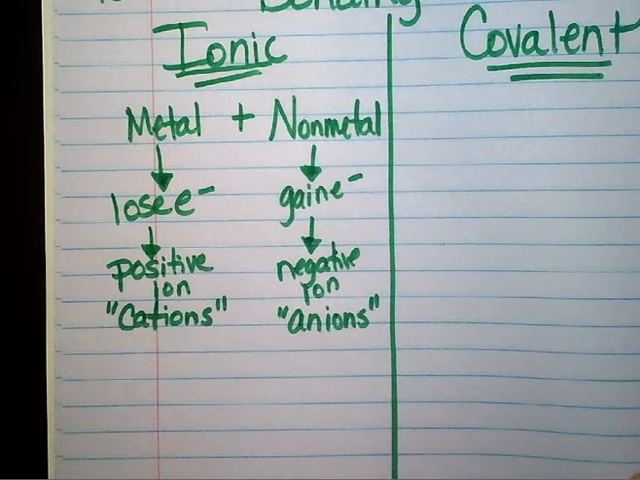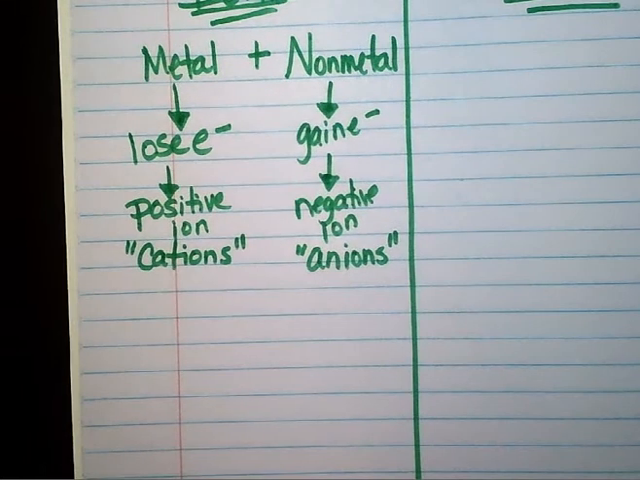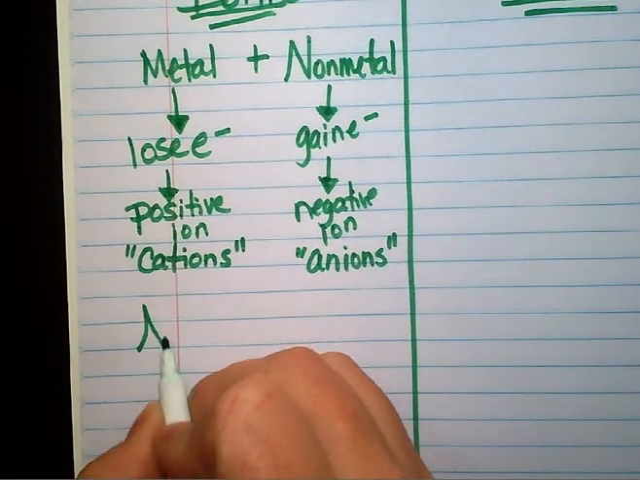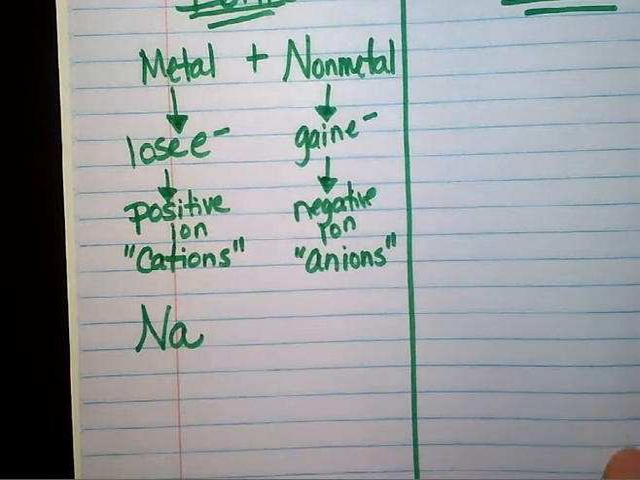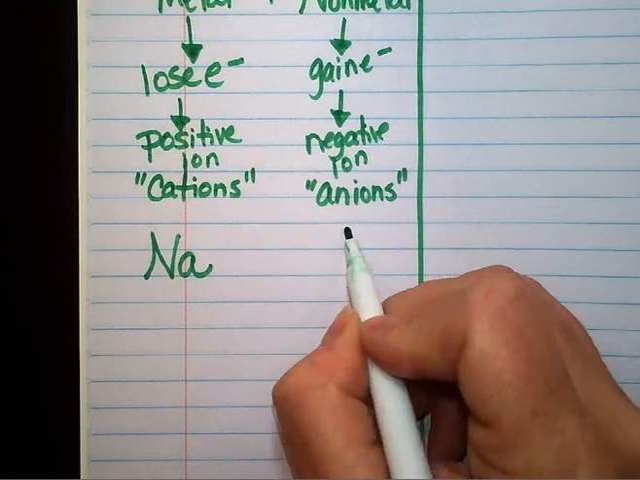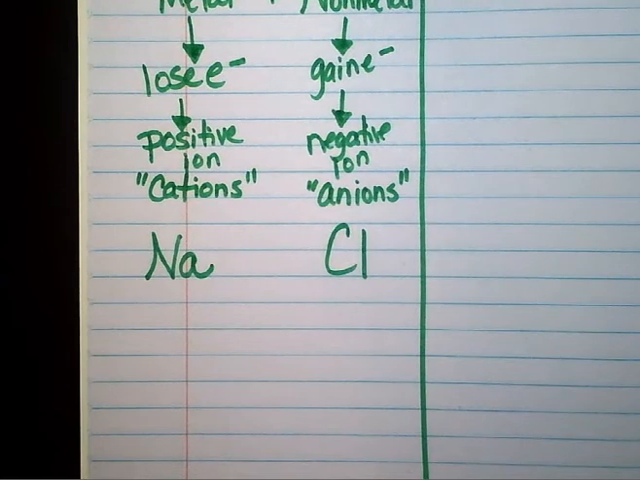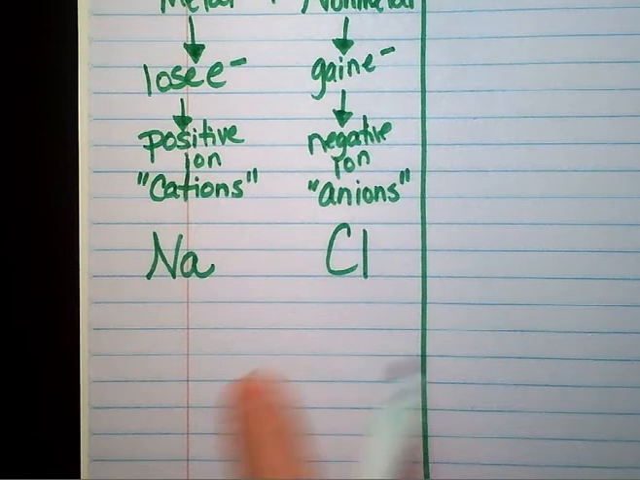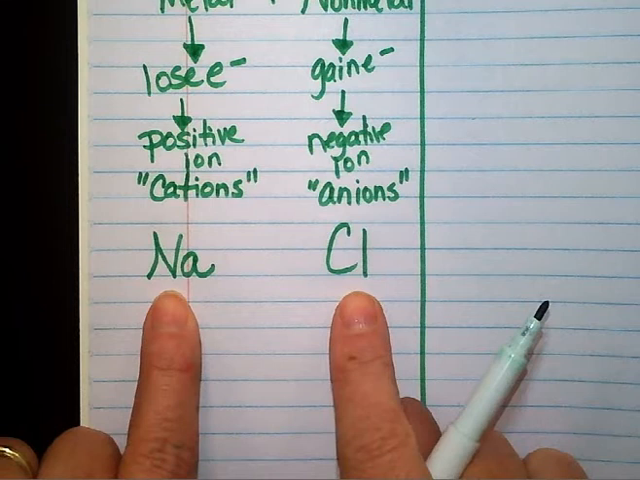So let's look at a very common example. Let's look at sodium chloride. Sodium is Na, and it is a metal. It's a very soft metal. It's a very reactive metal. It will catch fire when it comes in contact with water. Chlorine is a gas. It's a poisonous gas. It will get into your lungs and it will kill you. Not a good thing. By themselves, super harmful to people.